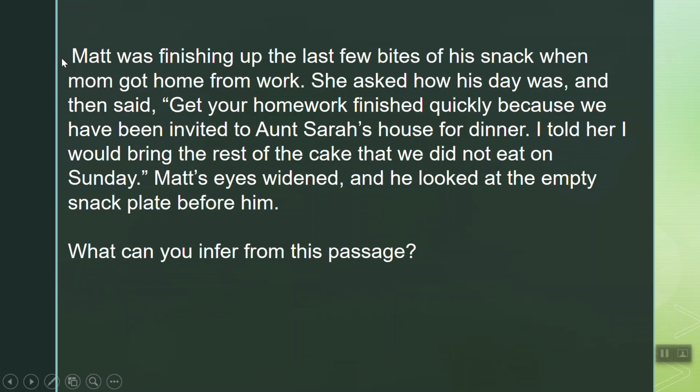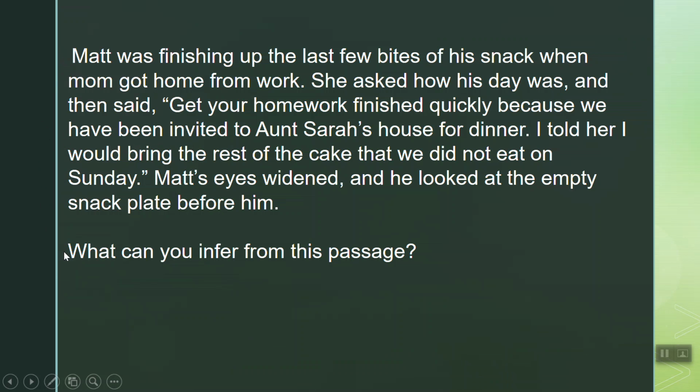Follow along as I read the passage. Matt was finishing up the last few bites of his snack when Mom got home from work. She asked how his day was and then said, "Get your homework finished quickly because we've been invited to Aunt Sarah's house for dinner. I told her I would bring the rest of the cake that we did not eat on Sunday." Matt's eyes widened and he looked at the empty snack plate before him.